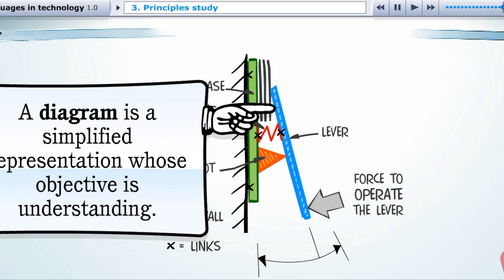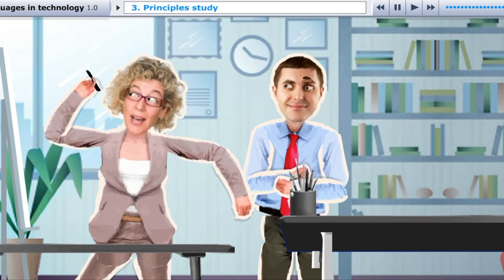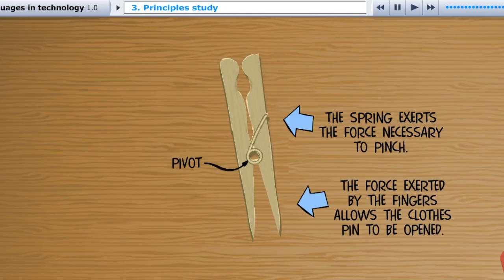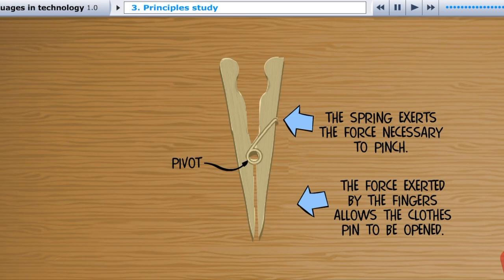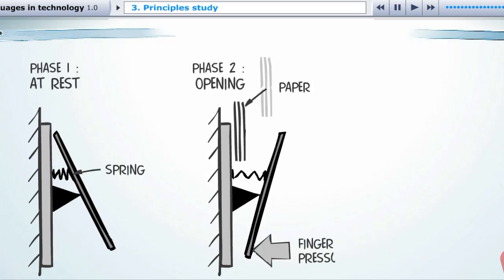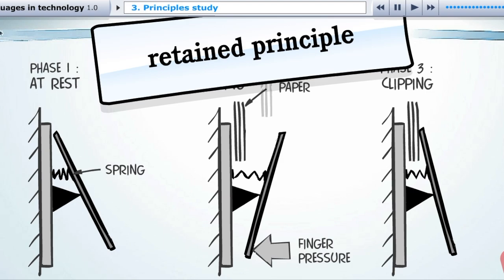A diagram is a simplified representation whose objective is understanding. Diagrams are a true language used for sharing between designers. At the same time, the designers analyze existing objects whose function is similar. This allows them to observe and understand certain principles in action. In this way, the designers discover the principle that logically allows the desired function to be fulfilled, the retained principle.